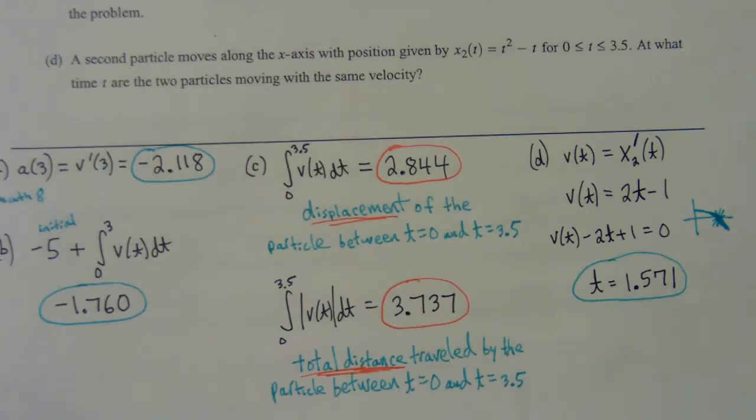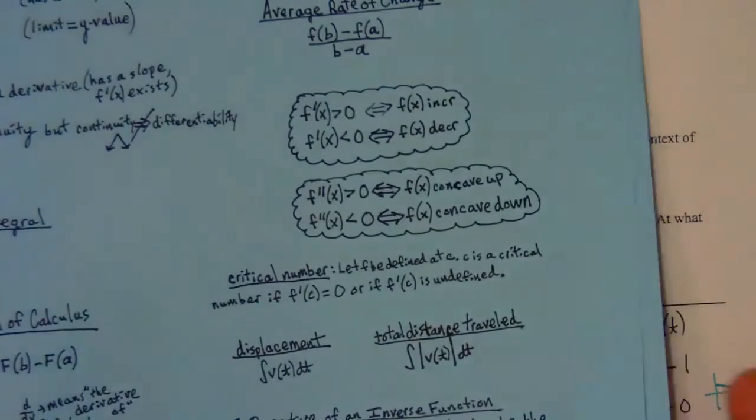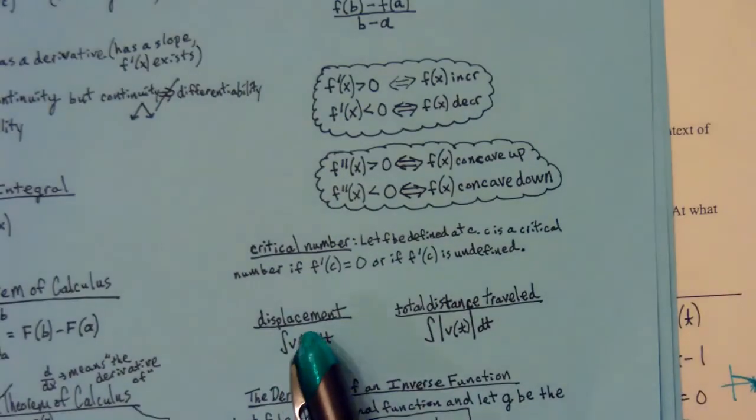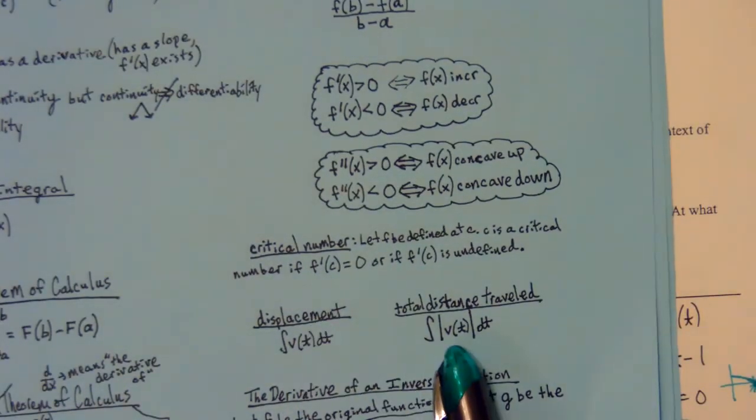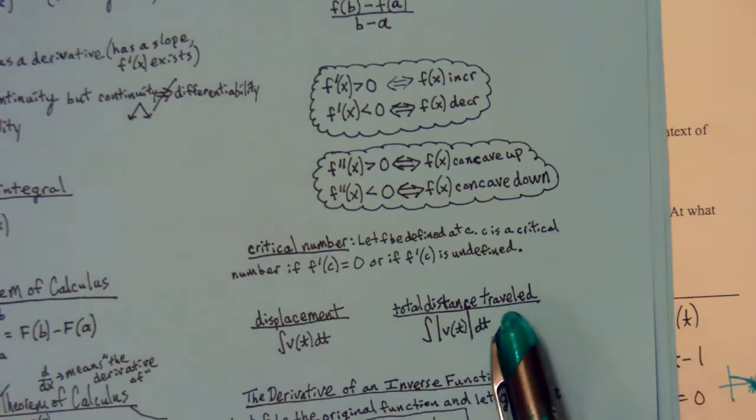Now, letter C, real quick, real easy. It just says evaluate both of those and interpret the meaning of each one. You should know the meaning right away just by looking at it, right? That is straight from your blue packet right here. The integral of the velocity, that's your displacement. The integral of the absolute value of velocity, that's total distance traveled right there.